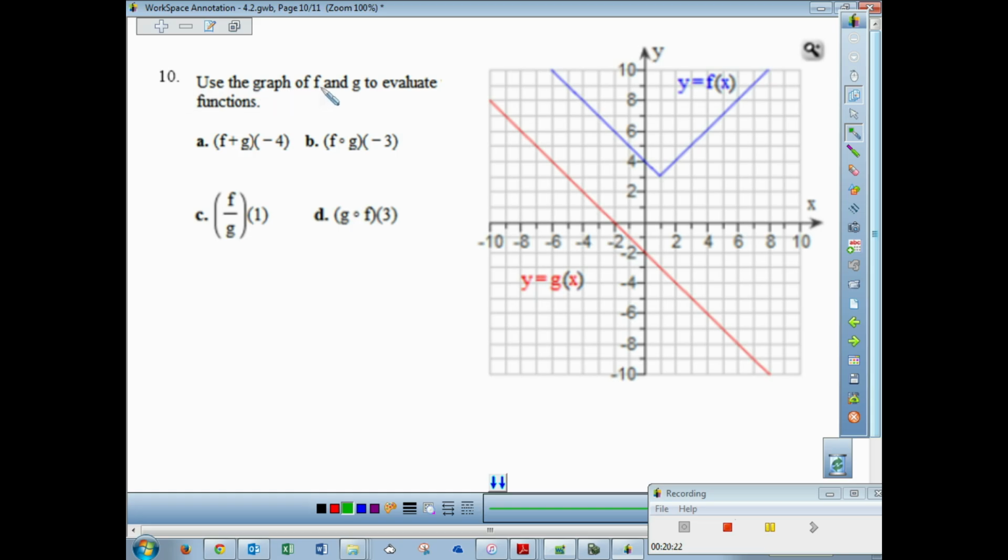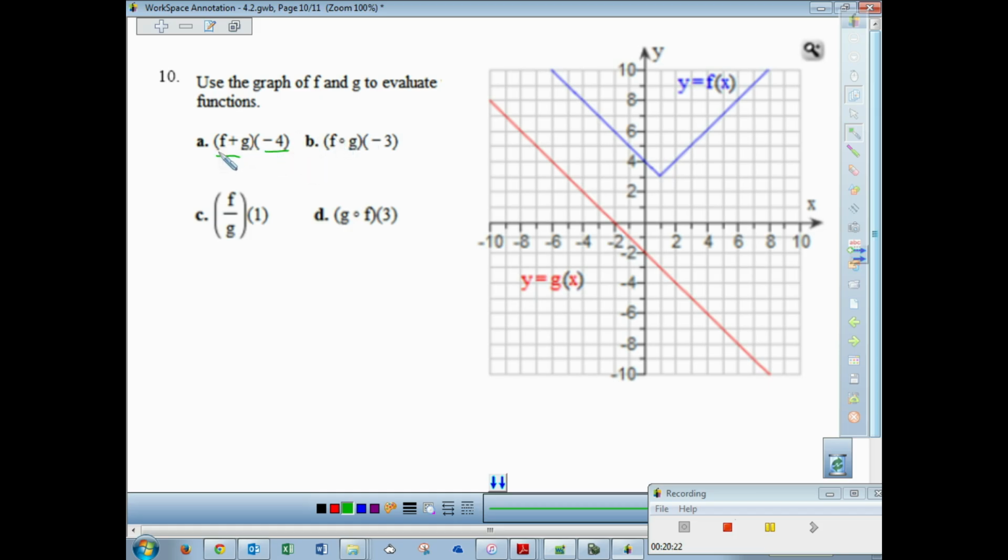It says use the graph of f and g to evaluate the functions. Same thing that we did on the front page, right? Kind of, sort of, maybe one time. First, you got to realize, what are they asking you to do? Add, subtract, multiply, divide, or composite, right? It just depends. So f plus g, they want me to add, of -4. Which one's f? Red one or blue one? Blue one. I need to find f of -4.